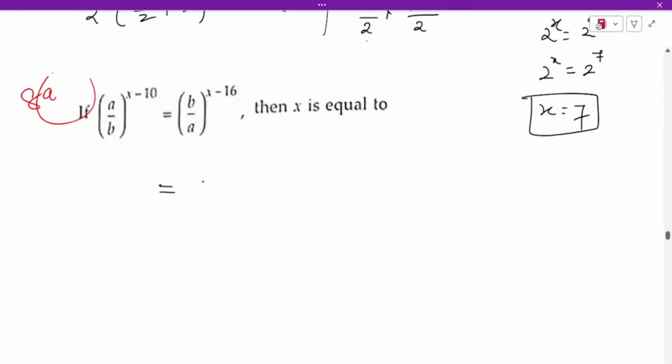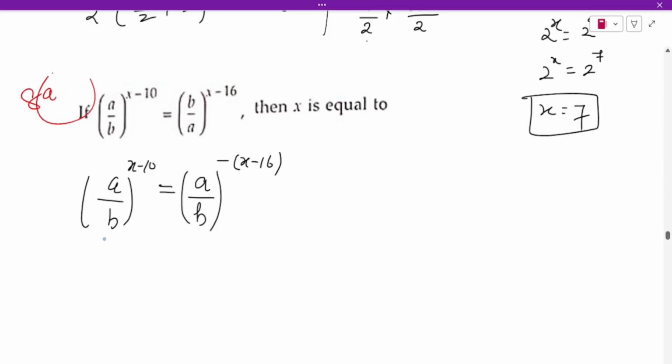If we use the reciprocal law, meaning we interchange numerator and denominator, then the exponent sign will be changed. As here we have x minus 16, it will become negative of x minus 16. And on the left we have a by b to the whole power x minus 10. Now we have the same base, so the powers will be equal. It means x minus 10 is equal to negative of x minus 16. We just have to solve this equation for x.